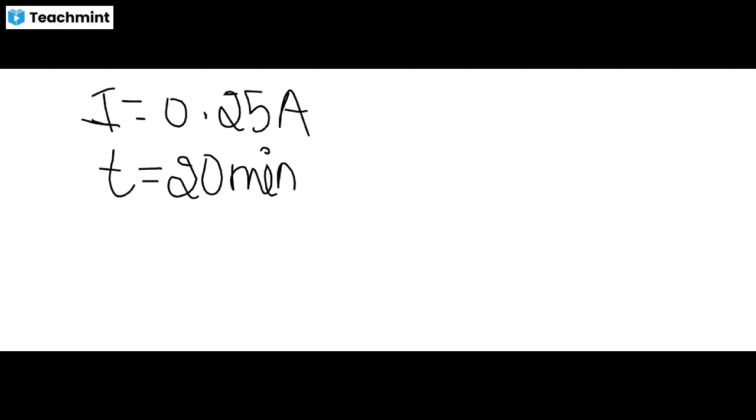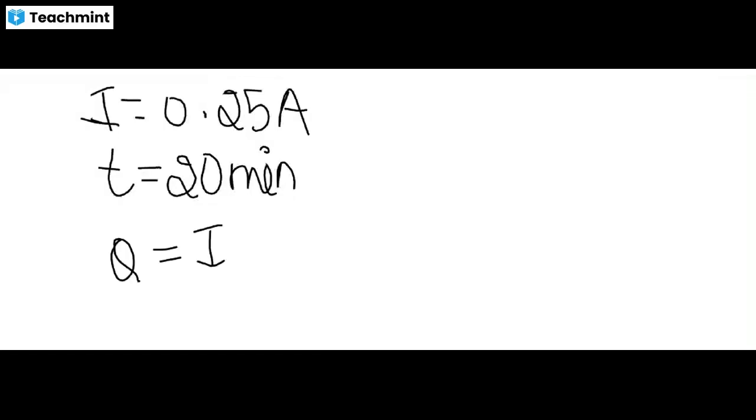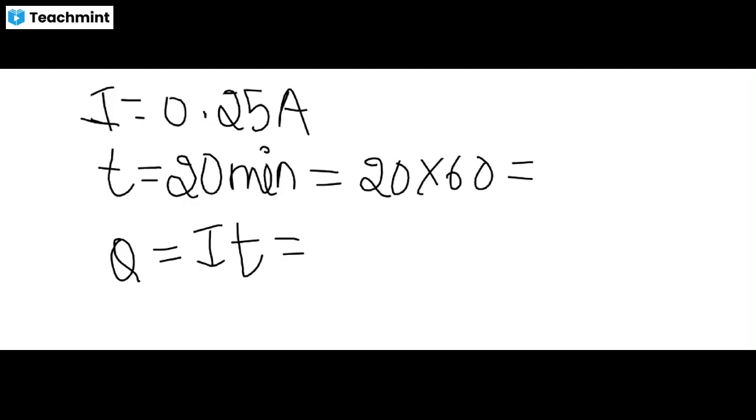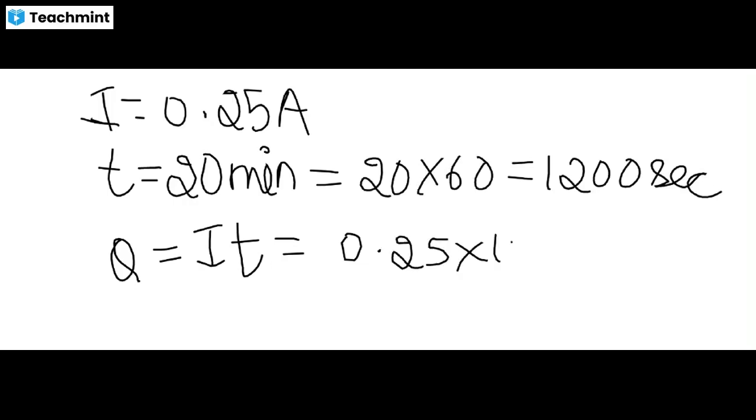So Q is equal to I into T. Converting 20 minutes into seconds, 20 into 60, you get 1200 seconds. 0.25 into 1200 gives you 300 coulomb. 300 coulomb of charge is done. Okay, right. The next one.